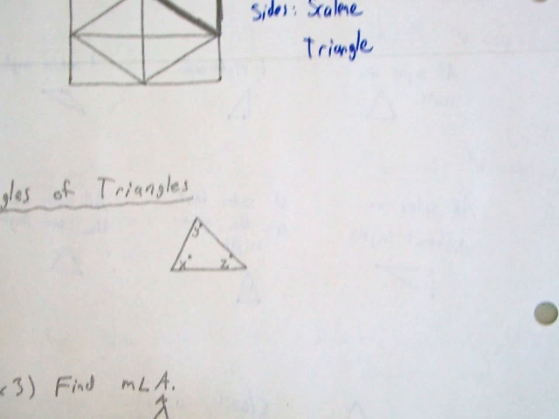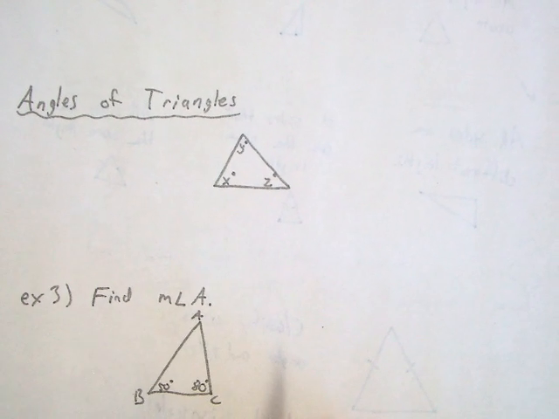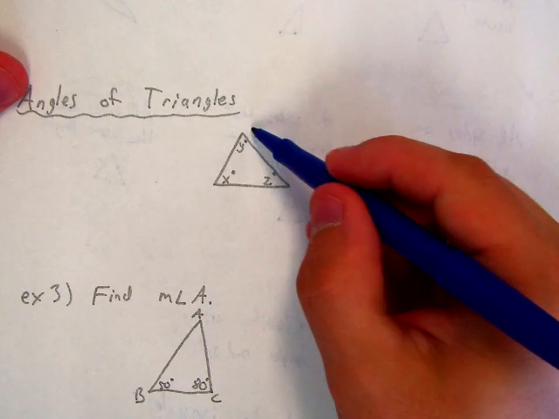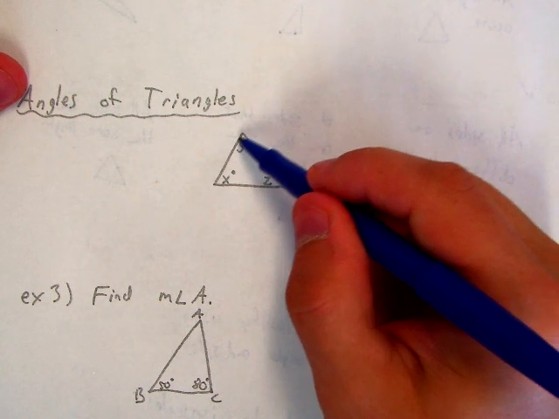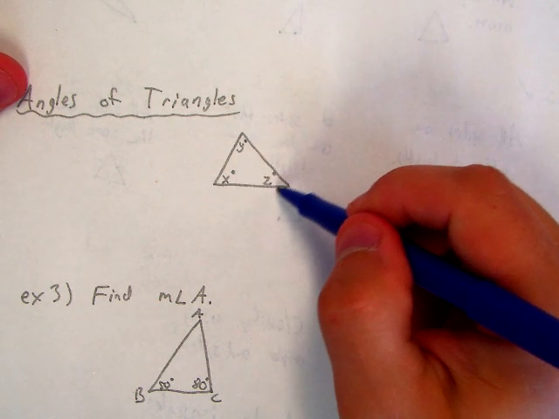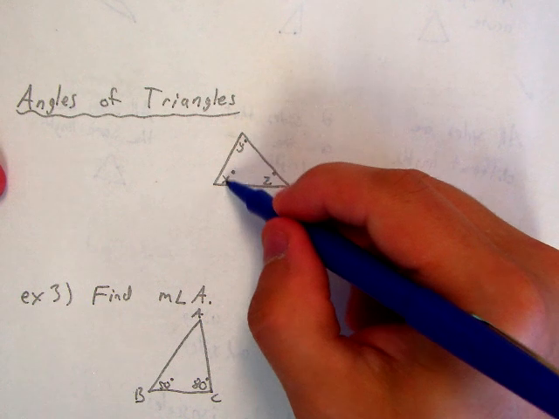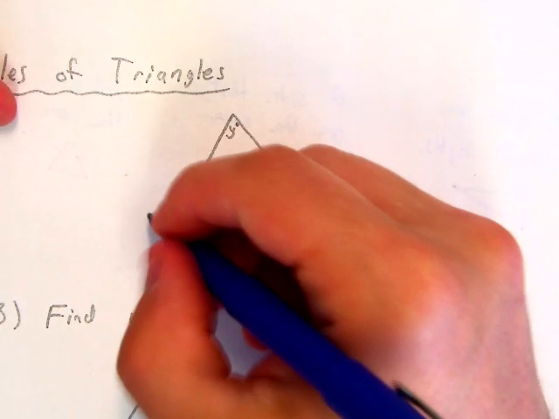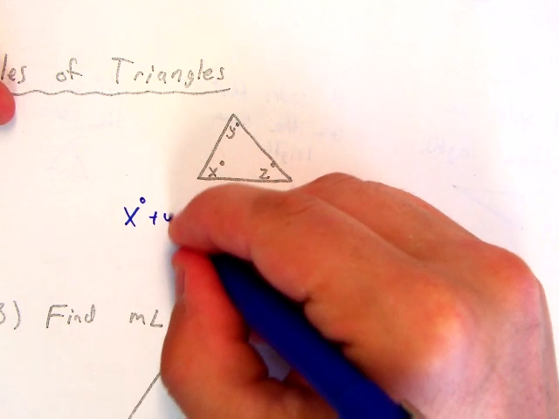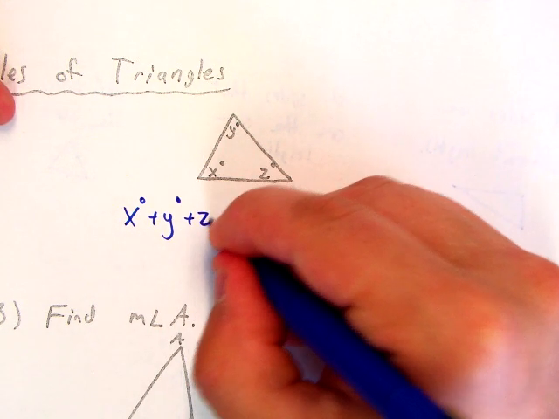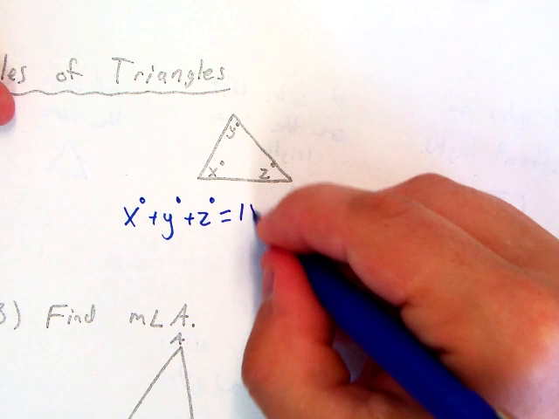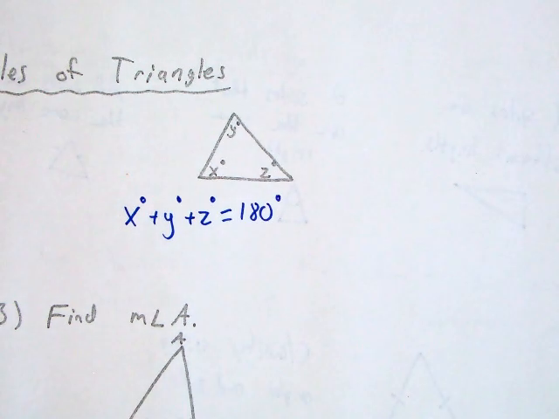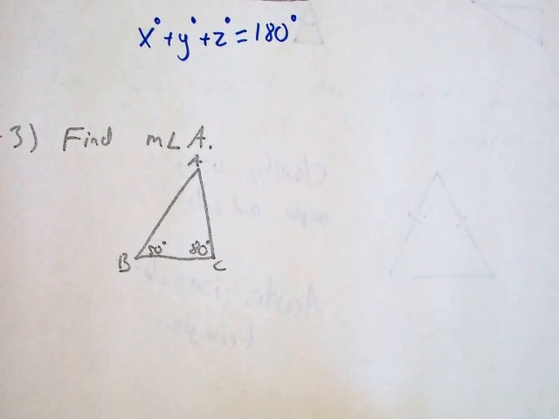Now, the cool thing is, based on the inquiry lab that we did last week, we can know that when we add up all 3 angles of a triangle, they add up to 180 degrees. So if I utilize this image here where I have x, y, and z angles, I would say that x degrees plus y degrees plus z degrees, if I add them all up, I get 180 degrees. So let's use that information to help us find the measure of angle A in example 3.